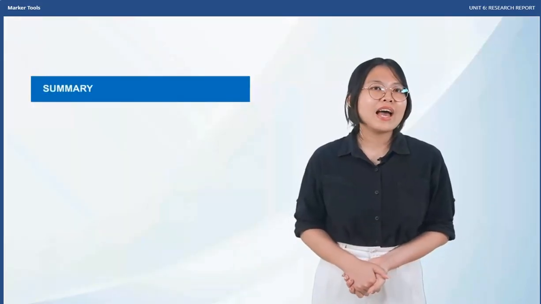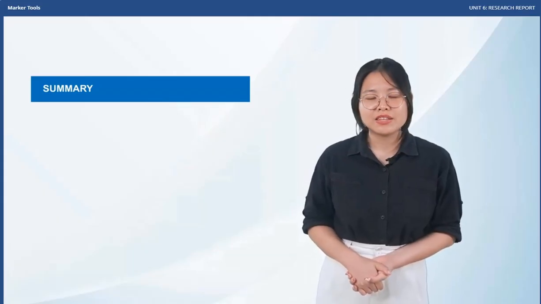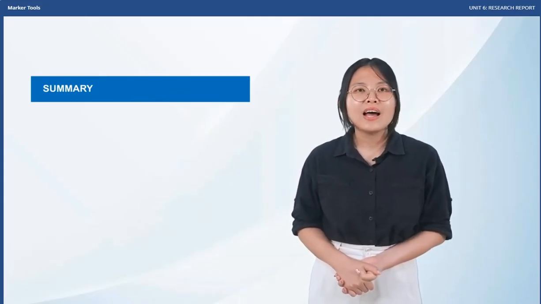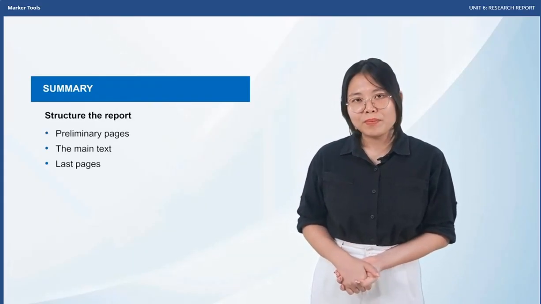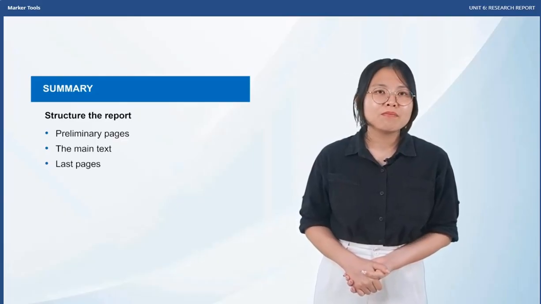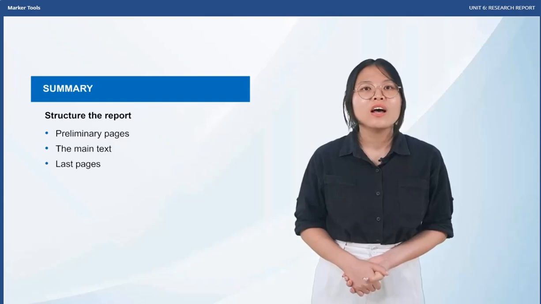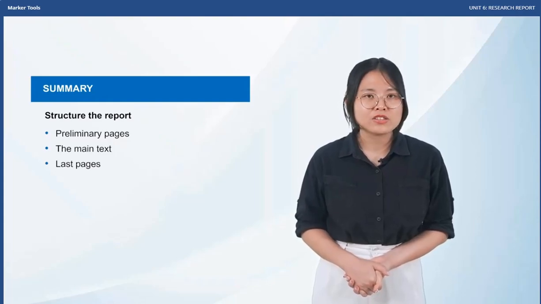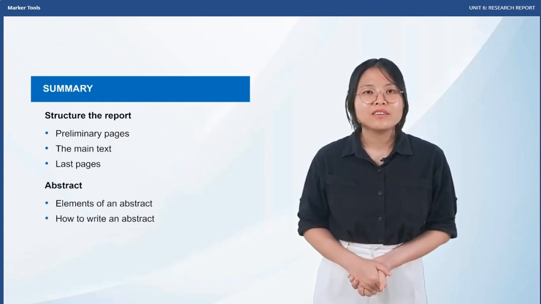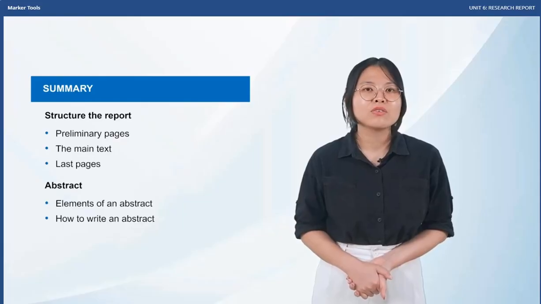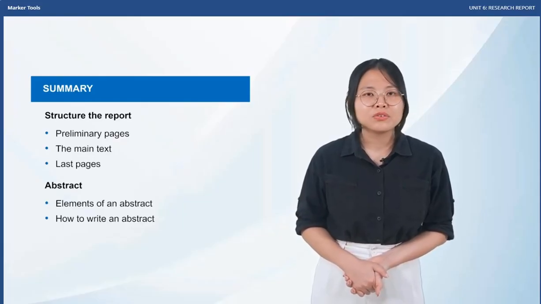So it comes to the end of the last unit. For this unit, I helped you to structure the report by looking at the three most important things, which are the preliminary page, the main text, and the last page. Also, we looked at the abstract, the elements of the abstract, and also the steps and how to write an abstract.